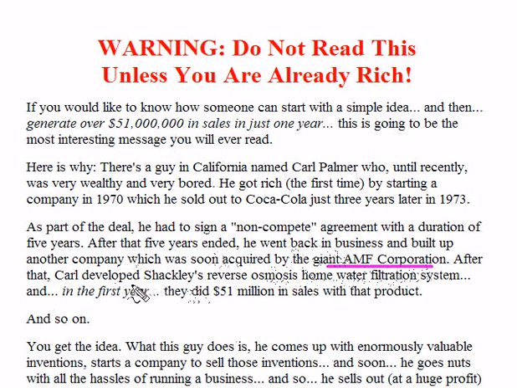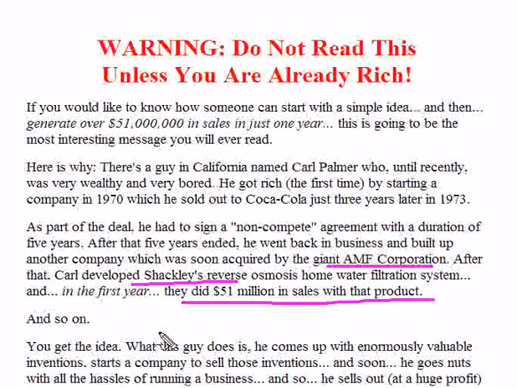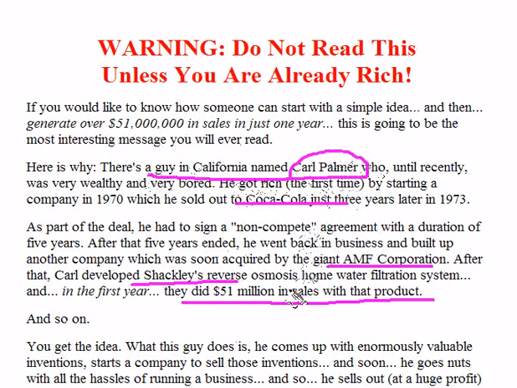Okay, and Shackley, he was able to use the reverse osmosis water filtration system, and in the year he did $51 million. And referring to Coca-Cola, all these are what is referred to as name dropping. Okay, so right away he's talking about a guy from California named Carl Palmer, maybe someone that the reader would never have heard about, but for sure they've heard about Coca-Cola, they've heard about the AMF Corporation, and they've heard about Shackley.